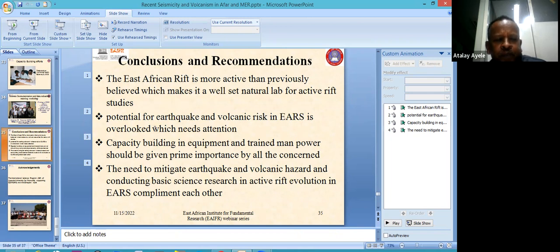It's also the potential for earthquake and volcanic risk in the East African Rift system is overlooked, which needs attention, as I tried to explain before. Capacity building in equipment and trained manpower should be given prime importance by all the concerned. So I always attest to that for our research collaborators overseas. If you invest in capacity building, somehow in one way or another, you'll get it back. So please try to help us in instrumentation and capacity building.